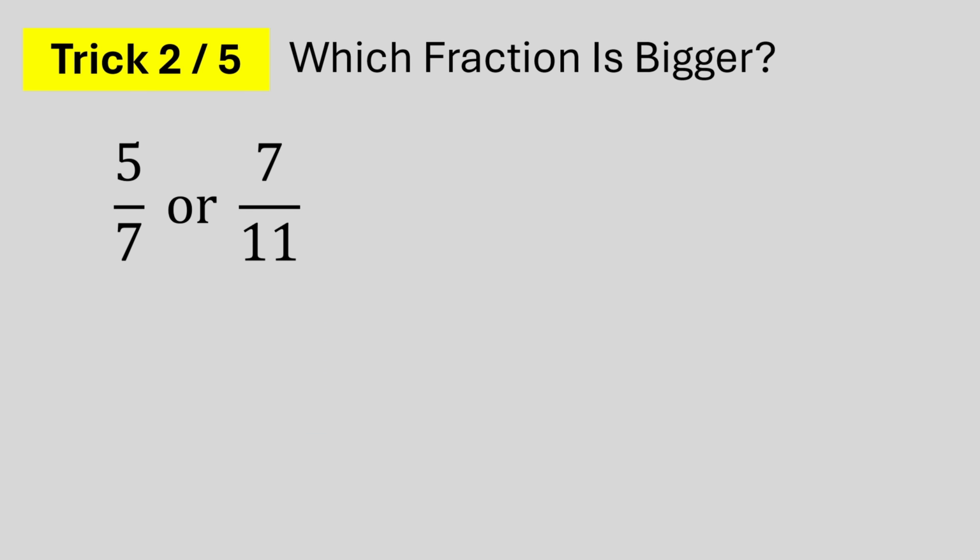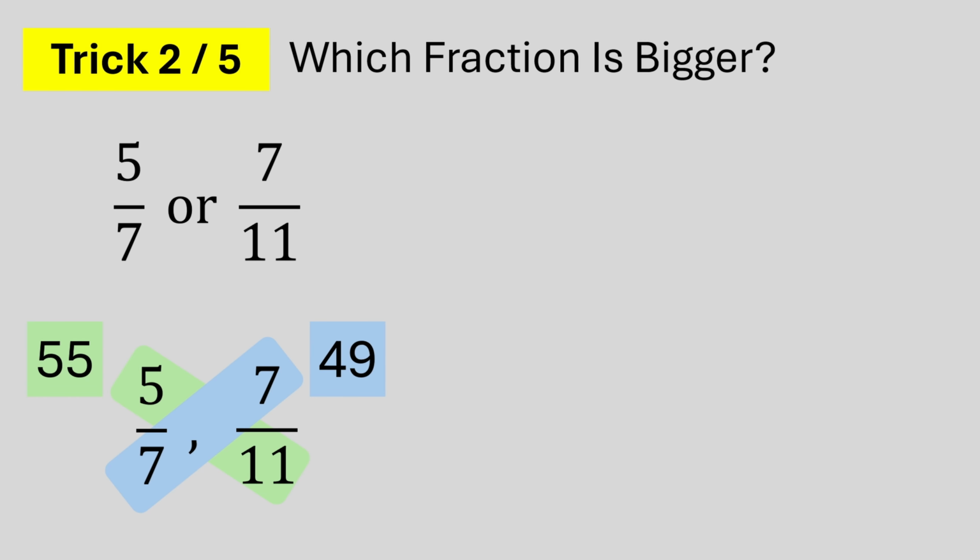Another one. 5 over 7 or 7 over 11. Cross multiply. 5 times 11 equals 55. 7 times 7 equals 49. 55 is bigger. So 5 over 7 is bigger.